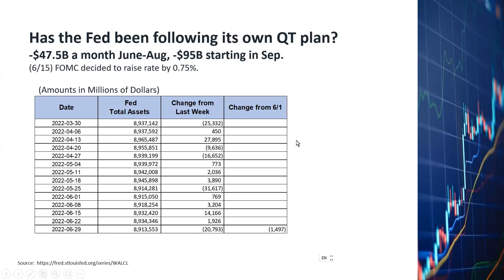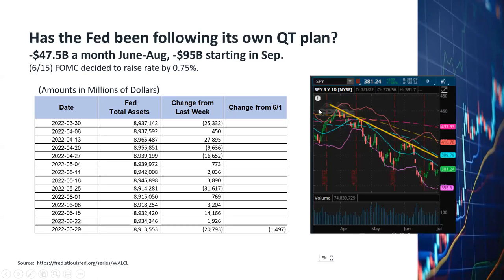I believe I found the answers from this chart, which is a daily chart for the ETF SPY. As you might know, SPY represents the daily movement of the S&P 500. If you look at this particular weekly period ending June 15th, the Fed injected a lot of money into the market by increasing total assets to the tune of $14.166 billion. Why did the Fed inject so much money into the market during that week?